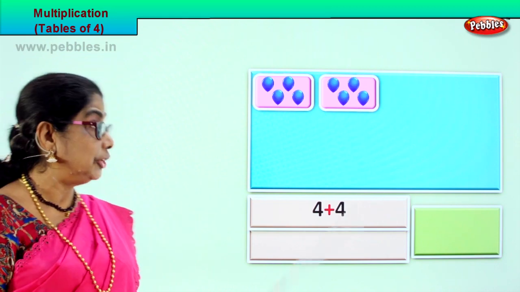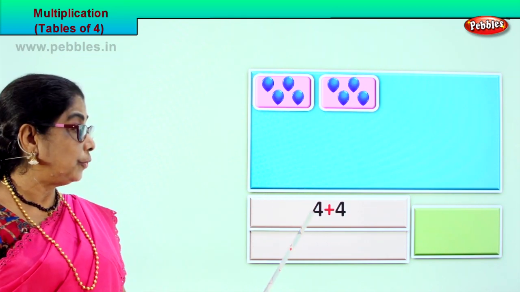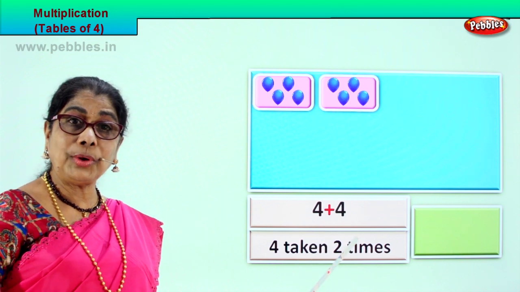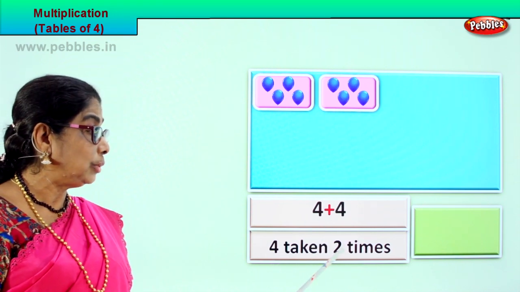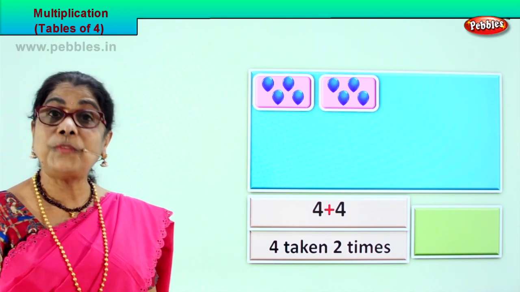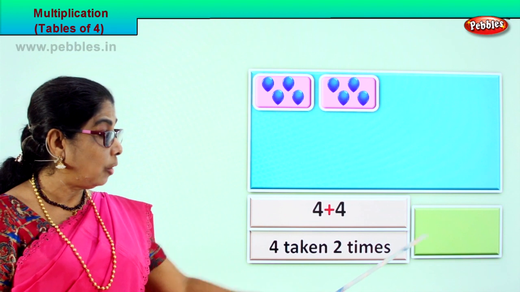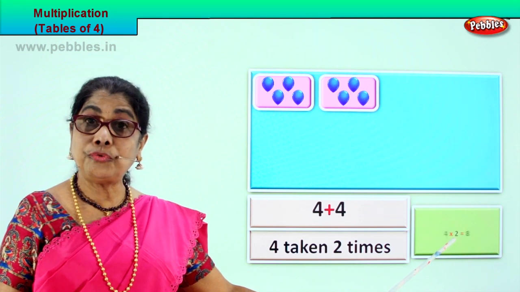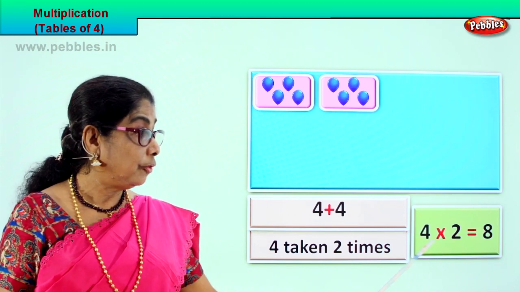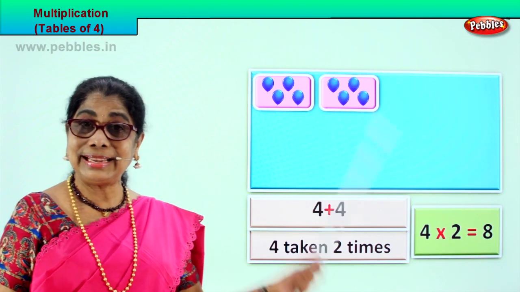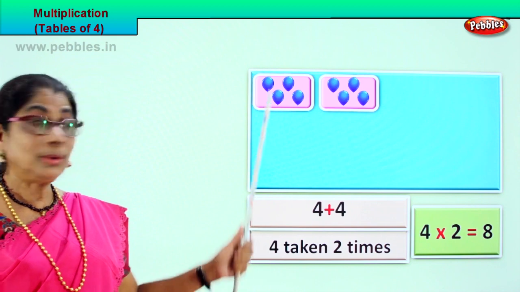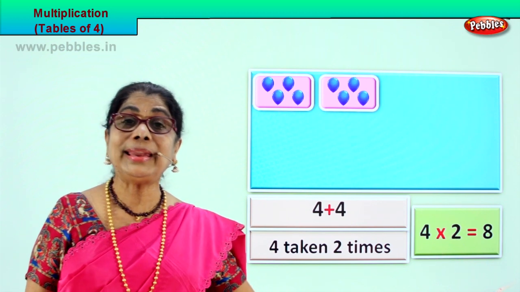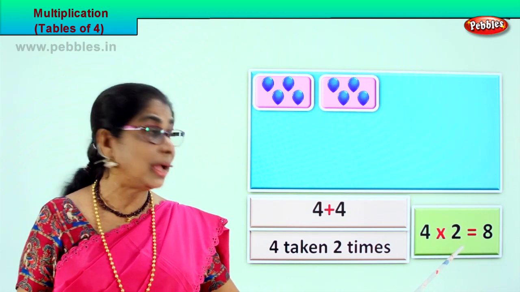Now, multiplication is repeated addition. 4 plus 4. What is 4 plus 4? 4 plus 4 is 8. 4 taken 2 times. And that is 4 into 2, 8. How do we write this? 4 taken 2 times is written as 4 2s are 8. Yes, 2 groups of 4. 4 taken 2 times. How do we read this? 4 2s are 8.